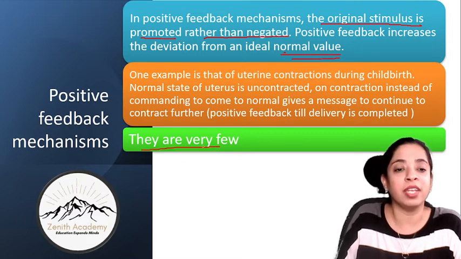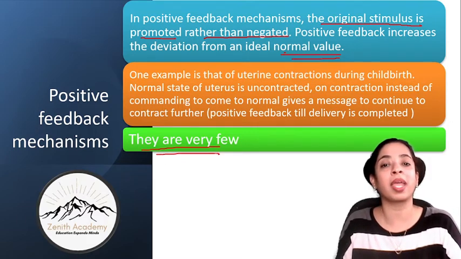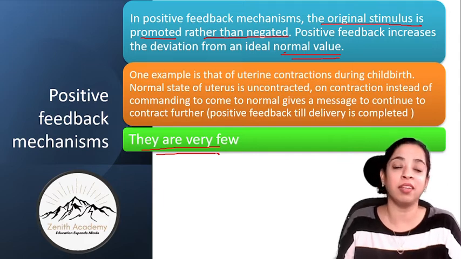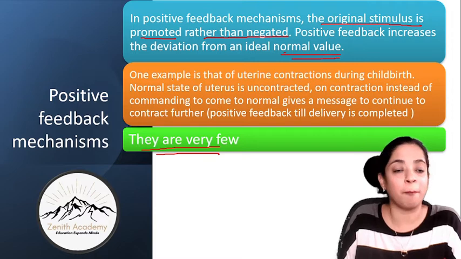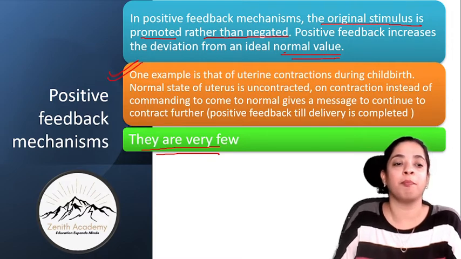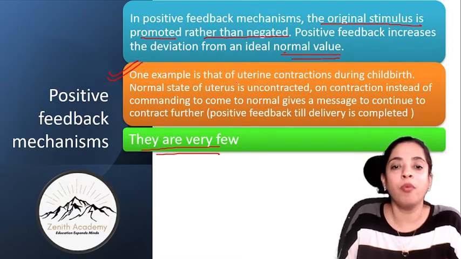So they are very few. You should understand most of the mechanisms in our body are negative feedback. Positive feedback systems are very few. One very important example of a positive feedback is uterine contractions during childbirth.